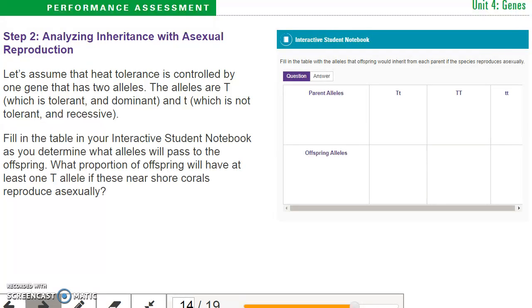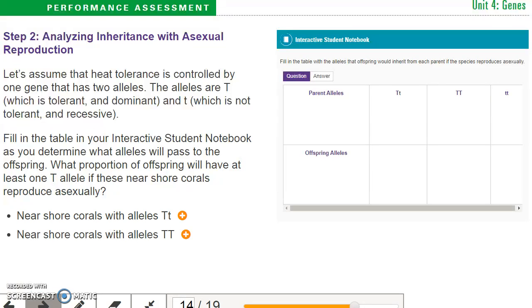So here comes the ISN. You can fill in the Punnett square there, and then figure out the proportion of offspring that will have heat tolerance. I'll let you guys continue with that. You can work on that with your partner to go through that in your interactive student notebook pages. And you may pause here if you would like to do that quickly.